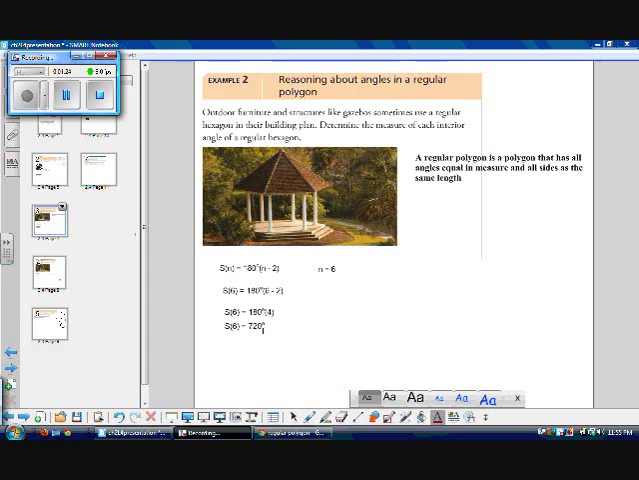But how do we find just what one of those angles is going to be? Because it's regular, we know that all of our angles are equal in measure. So we have 6 angles that are equal in measure and that add to 720 degrees. Therefore, if we divide 720 degrees into 6 equal parts, that should get us our measure of one angle. Dividing 720 by 6 yields 120 degrees. Therefore, the measure of each interior angle of a regular hexagon is 120 degrees.